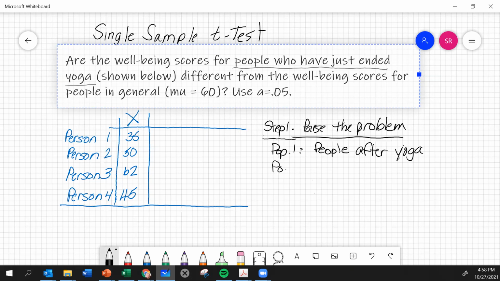Population 2 is, of course, that general population, people in general. The dependent variable, or the factor that we're going to compare between these two groups that we think might be different for people after yoga, is well-being scores.